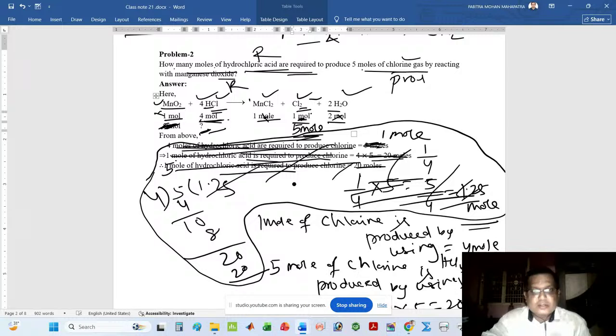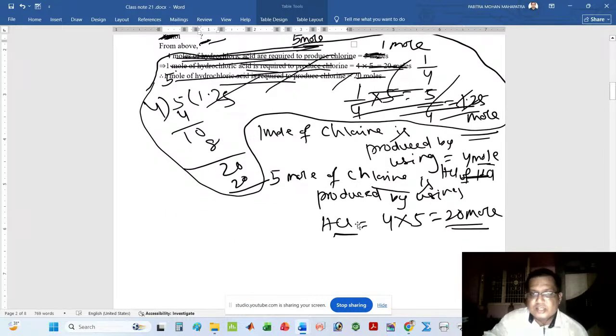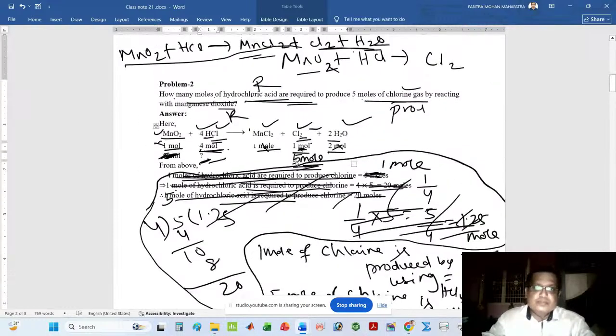Okay, look, 4 mole is for 1 mole. 5 mole of chlorine is produced by using how much HCl? 4 into 5, that is 20 mole. So the required answer is how much? The required amount of HCl is 20 mole.